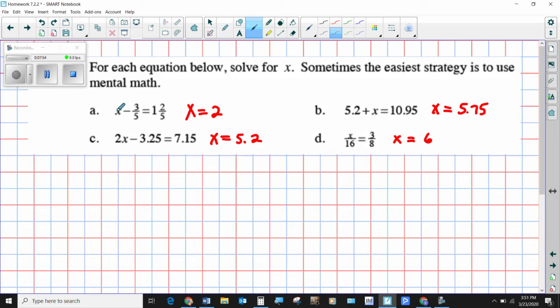Basically, you could probably just add 3/5 to each side here, and that wouldn't be too much trouble. You don't have to do fraction busters. Here, 10.95 subtract 5.2. As long as you line up your decimals, that shouldn't be too much trouble. Here, just add 3.25, then divide by 2, and then here there's a giant 1. 8 times 2 is 16, so 3 times 2 is X.